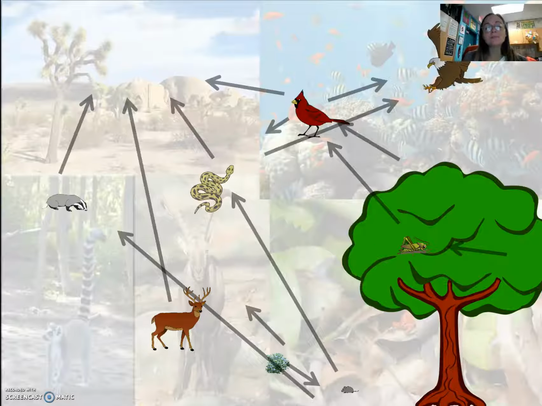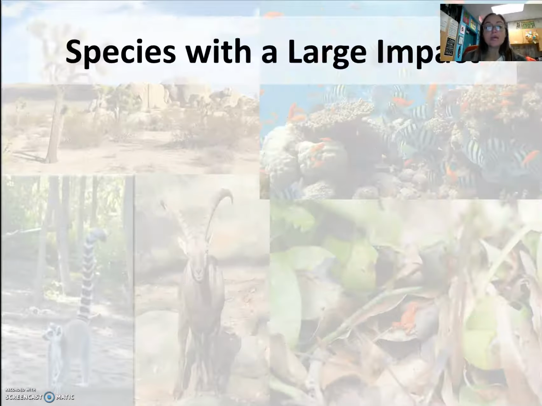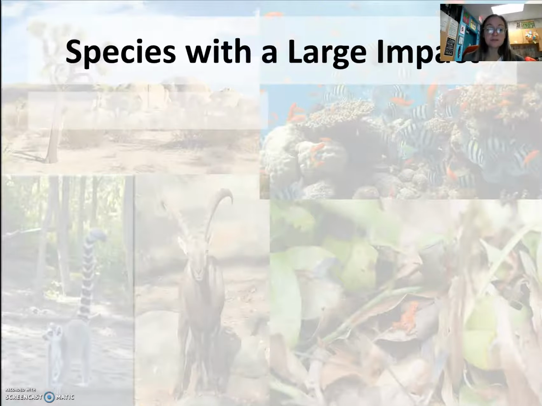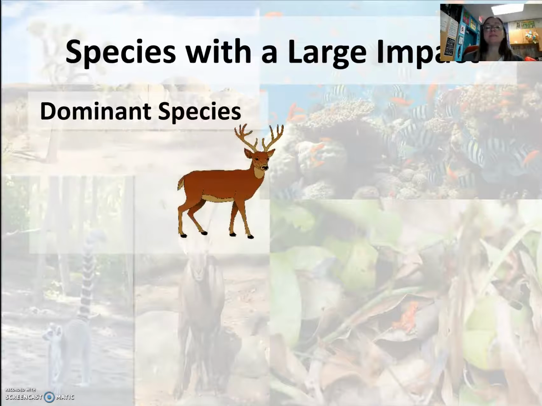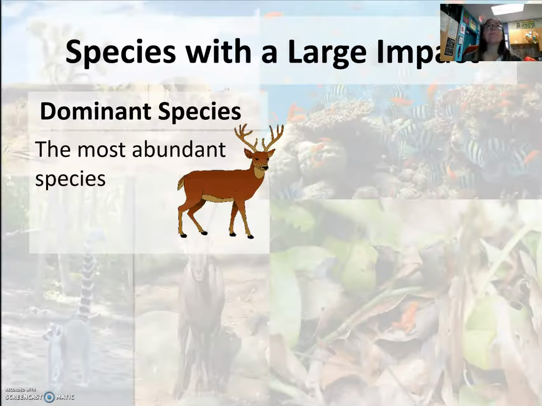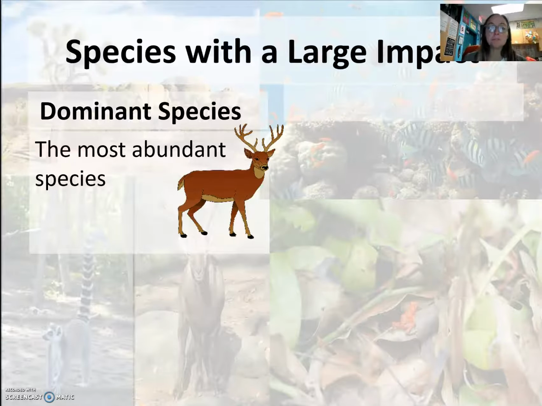Now, not all species have such a large impact. That top predator mattered, but if I were to remove the grasshopper, it may not be as detrimental to the whole food web as removing a top predator. So there are species that do have a larger impact than others. We have dominant species. The dominant species is the most abundant species. So it's not necessarily the most important. It just means if you were to literally count them, they would be the most abundant.